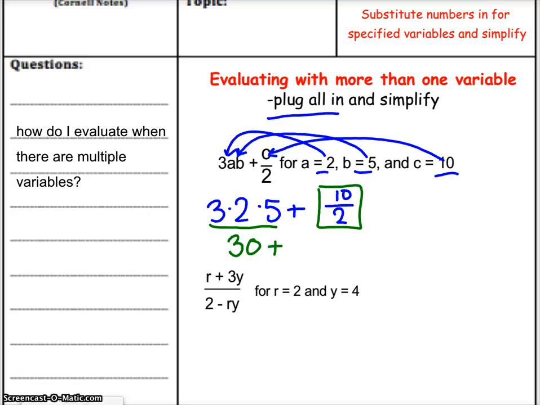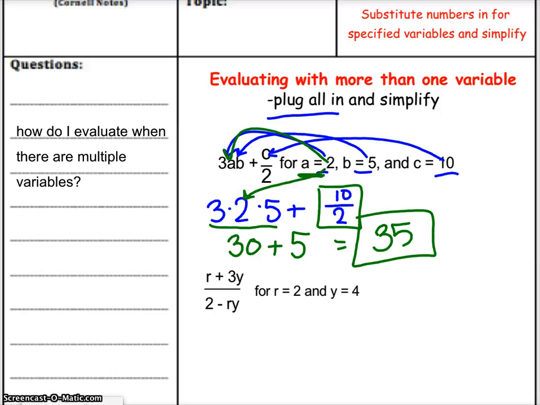What's 10 over 2? 5. Final answer, 35. So same thing, same strategy, more numbers, which increases the rigor because we're assessing to make sure that you really know evaluate means plug the number in for the letter. So for A, it said plug 2 in for A. That's what I did. That's how I got that 2.